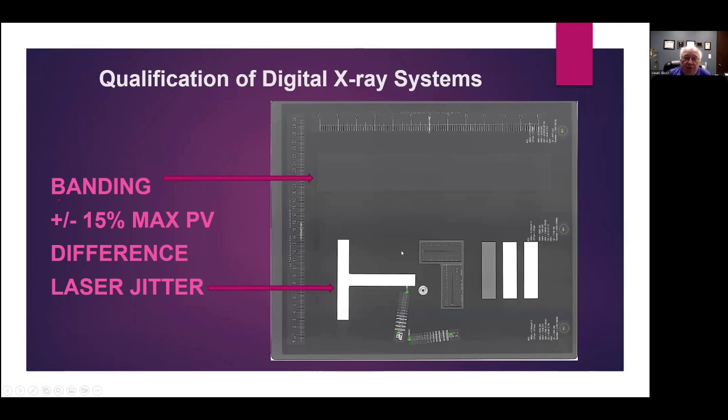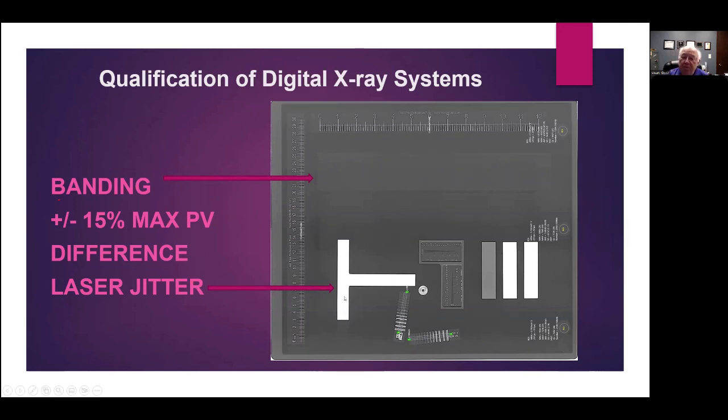Some of the other process controls or long-term stability, banding. So again, on the banding strip, you're allowed a plus and minus 15% max pixel value. So again, you draw a line on there or a ROI box and you get your numbers. And if it's less than 15%, there's no banding.